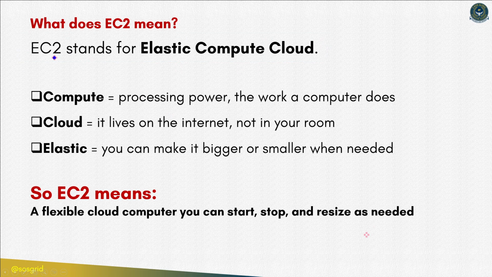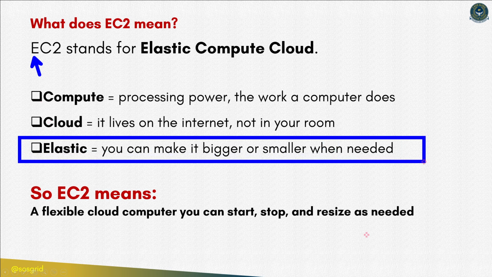And this E in EC2 stands for elastic. Okay, elastic just simply means you can make your computer bigger or smaller when needed. Imagine you bought a computer yourself, maybe at a store. It's the size that you bought that would always be the size. It's the RAM that it comes with that would always be the RAM, right? But in AWS, when you get an EC2, it can scale bigger or smaller depending on what you are using it to do. That's why it's called elastic.